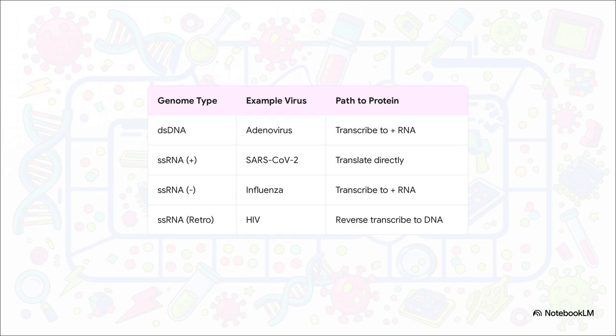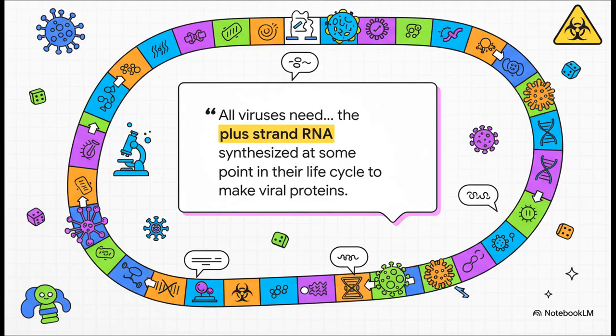Every single one of them has a plan to get to a plus-strand RNA. Why? Because that's the only thing a ribosome can read to make proteins. And this right here, this quote from lecture, is everything. Seriously, if you walk into that final exam and you only remember two things about viruses, make it these two.